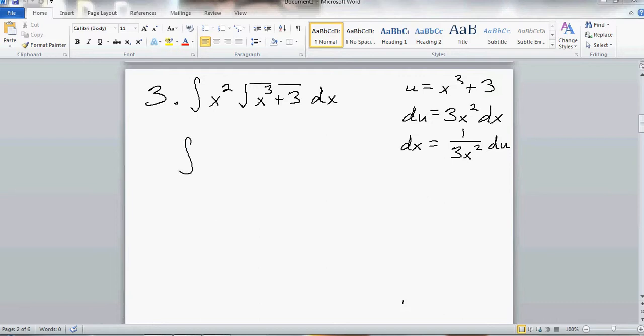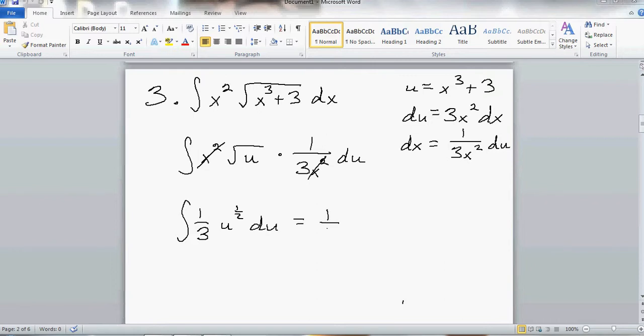So what am I going to get? Well, I get an x squared, because I haven't changed anything there, the square root of u, and instead of dx, I'm going to put in 1 over 3x squared du. The x squared and the x squared cancel. So once again, if I've done it right, all the x's will disappear at this step, as they did. So we're doing good. And so this becomes, cleaning it up, the integral of 1/3 u to the 1/2 du, which means I can now integrate this.